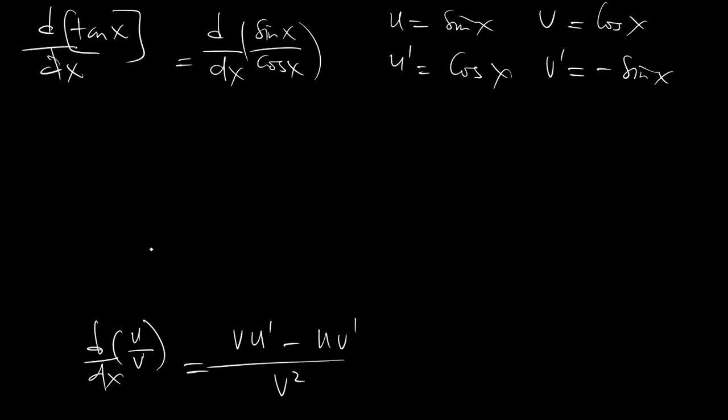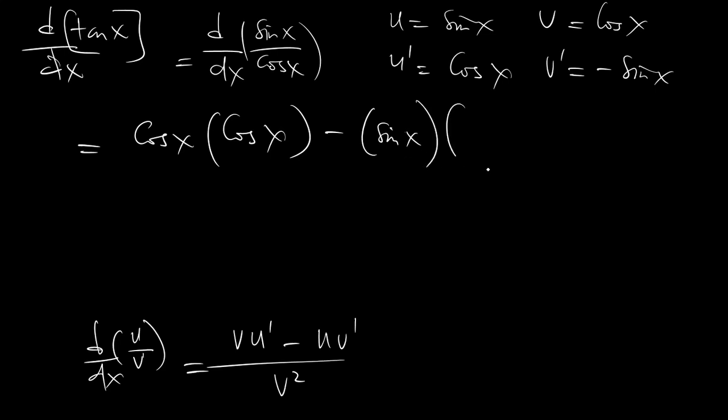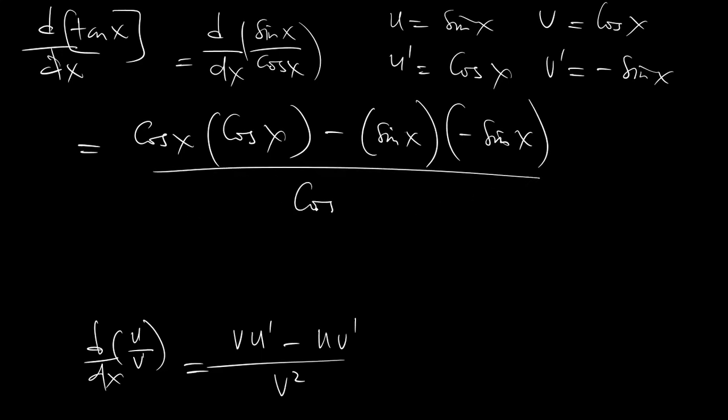Now using this formula, the derivative of this will be your v, which is cos x, times u prime, which is cos x, minus your u, which is sine x, times minus sine x, which is your v prime, divided by cos squared x, which is our cos x, our v, squared. Now cos x times cos x will give you cos squared x, minus sine x times minus sine x will give you plus sine squared x, divided by cos squared x.